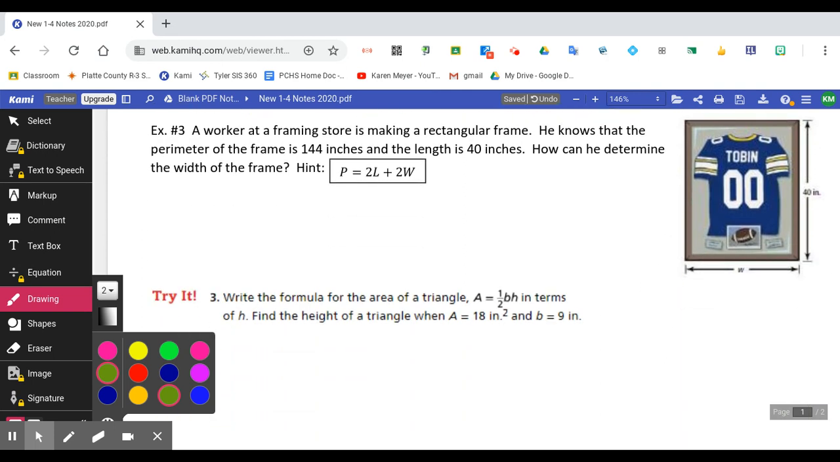Okay, on example number 3: a worker at a frame store is making a rectangular frame. He knows that the perimeter of the frame is 144 inches and the length is 40 inches. How can he determine the width of the frame? Well, perimeter is where you add up all the sides. We know that the top and the bottom are the same, and the left and the right are the same. So that's how they came up with the formula: perimeter equals 2 length plus 2w. We want to take that formula and solve it for the width.